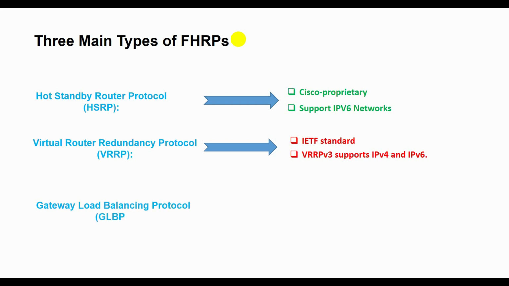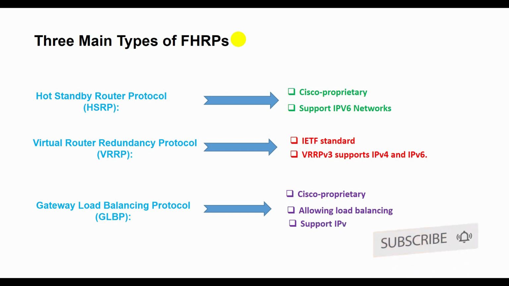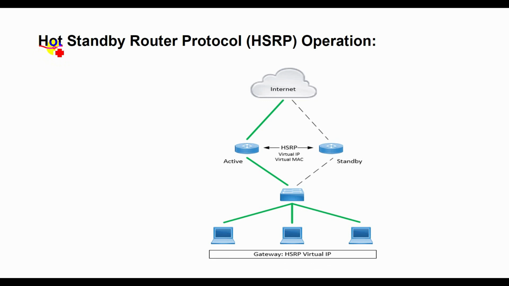Gateway Load Balancing Protocol, or GLBP, is a Cisco proprietary FHRP that protects data traffic from a failed router as HSRP and VRRP do, while also allowing load balancing or load sharing between a group of redundant routers. GLBP for IPv6 provides support for IPv6 networks. The next part of the video I will discuss Hot Standby Router Protocol.